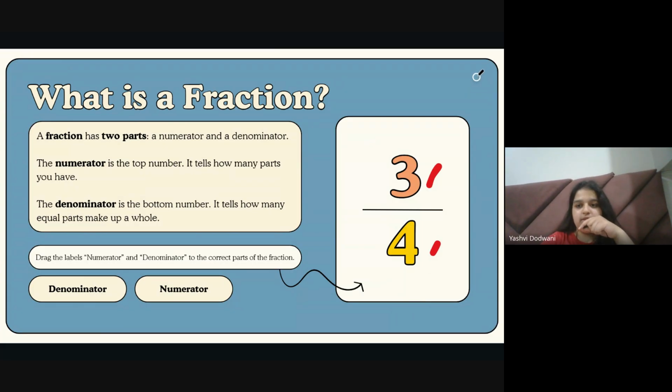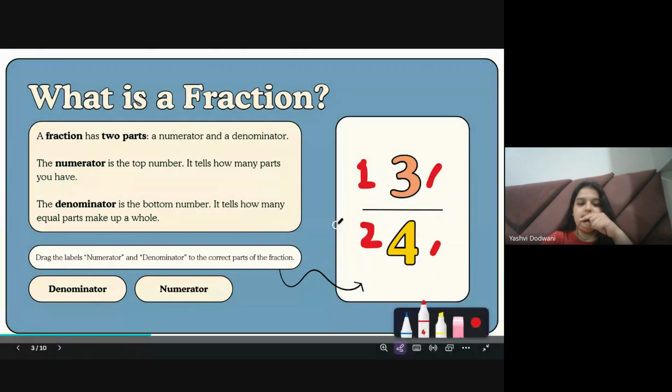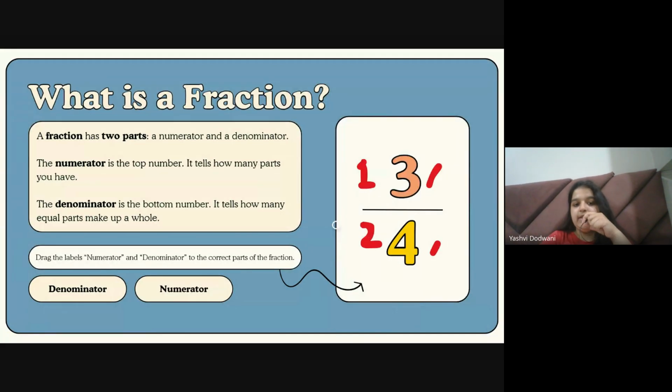The denominator is the sum total of the whole fraction. Suppose there is a circle, and the circle is divided into two equal halves. So in the denominator, we would write 2. And out of 2, one part of that whole circle is shaded, so we would write 1. The number we write at the bottom is the sum total of the whole fraction we take.